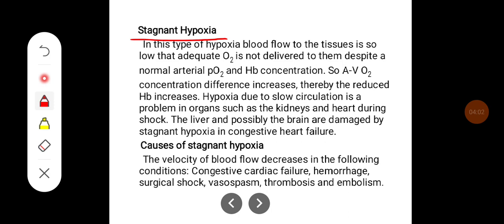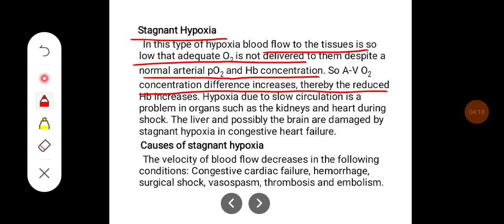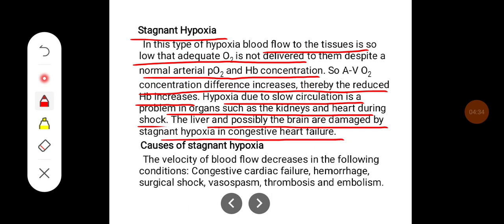Stagnant hypoxia. In this type of hypoxia, the blood flow to the tissue is so low that adequate oxygen is not delivered to them despite a normal arterial PO2 and hemoglobin concentration. So the arteriovenous oxygen concentration difference increases, thereby the reduced hemoglobin increases. Hypoxia due to slow circulation is a problem in organs such as the kidneys and heart during shock. The liver, and possibly the brain, are damaged by stagnant hypoxia in congestive heart failure.